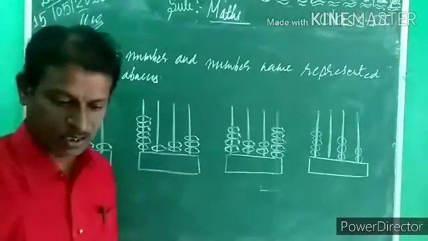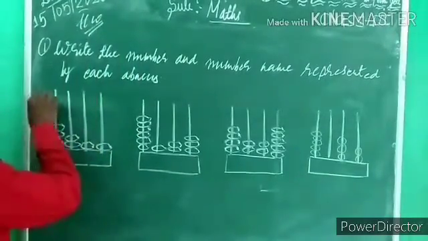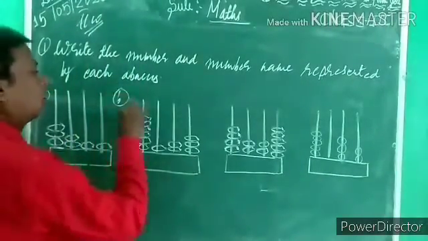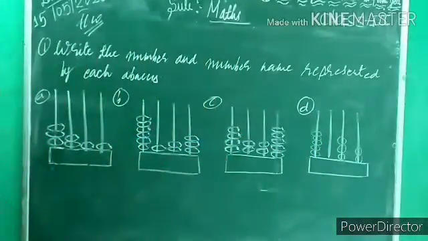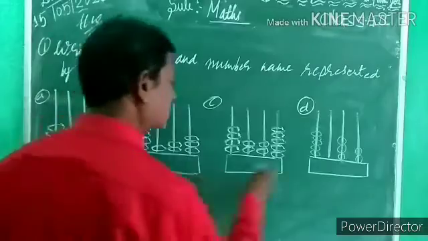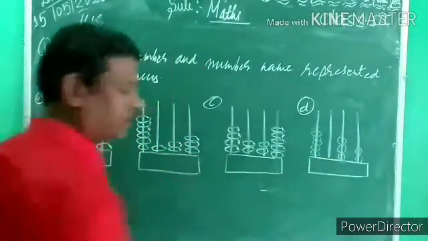In this question also the same thing. This is A, B, C, and this one D. So try that question. If there are no beads, then put 0 there. For example, here, put 0.